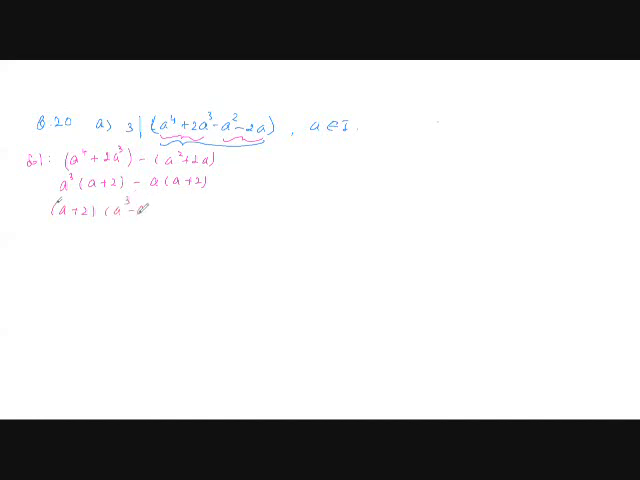A cubed minus A. Okay, from here we can continue to factor this one, right? It's going to be A plus 2. Take out A, so we have A squared minus 1. And this way you can continue factoring: A plus 2, A minus 1, A plus 1.